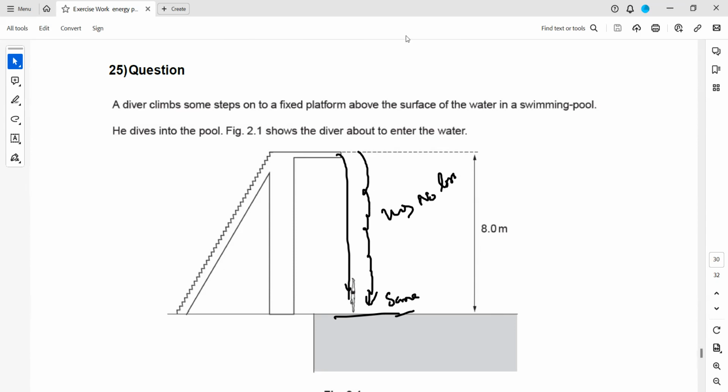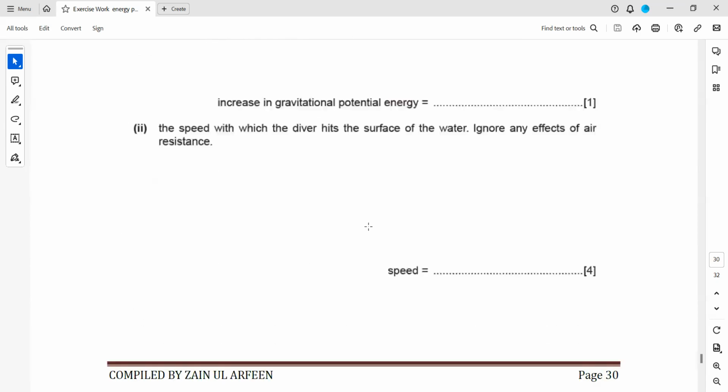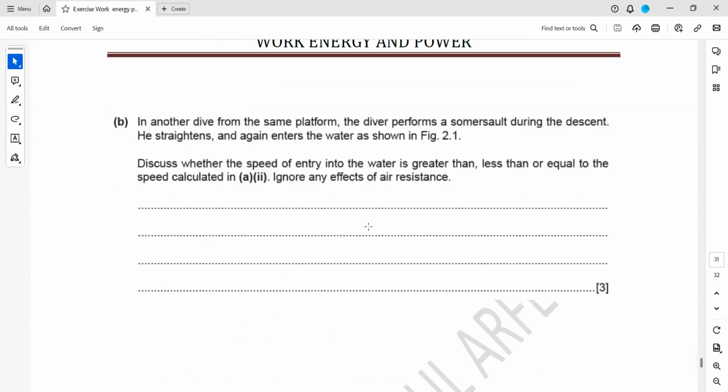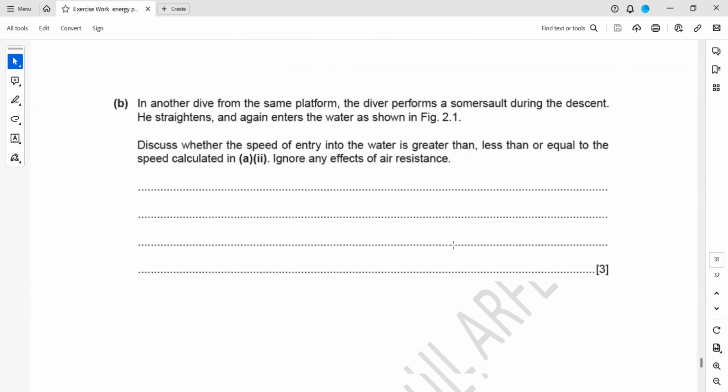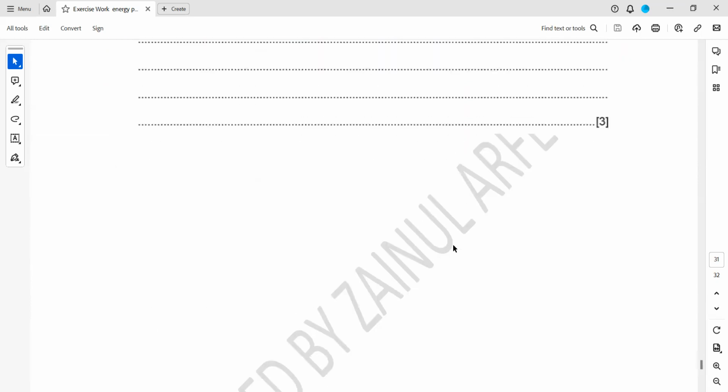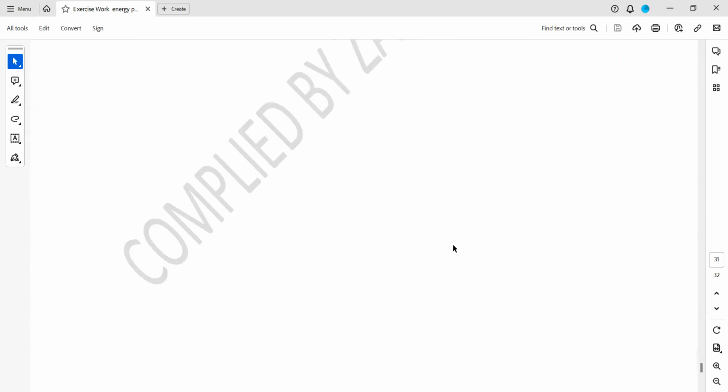So you can mention here: 1 mark is for mentioning same, 1 mark is for mentioning because they have the same gravitational potential energy, and 1 mark is for mentioning that there is no loss of energy, so they will have the same kinetic energy. So a diver performing a somersault or jumping without a somersault, both will have the same speed because there is no loss of energy.